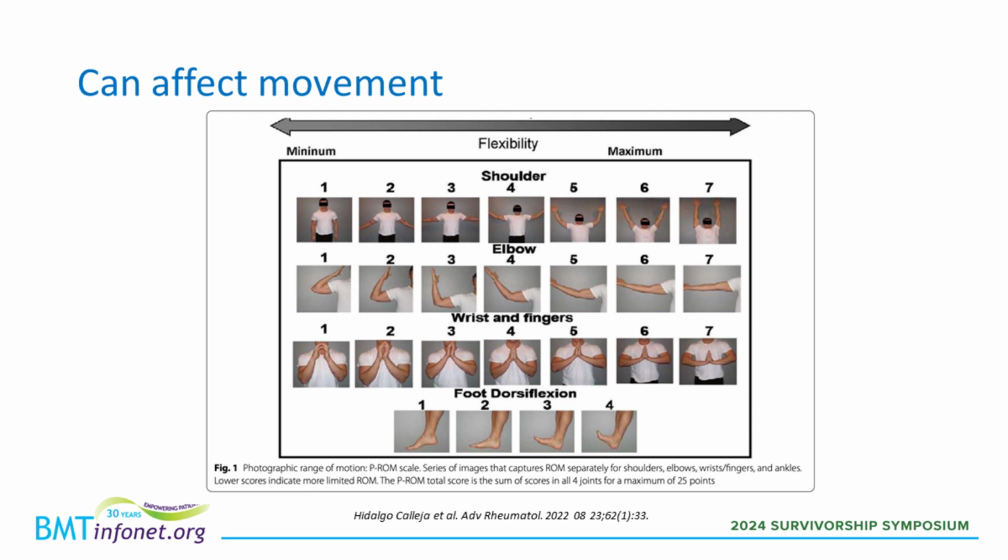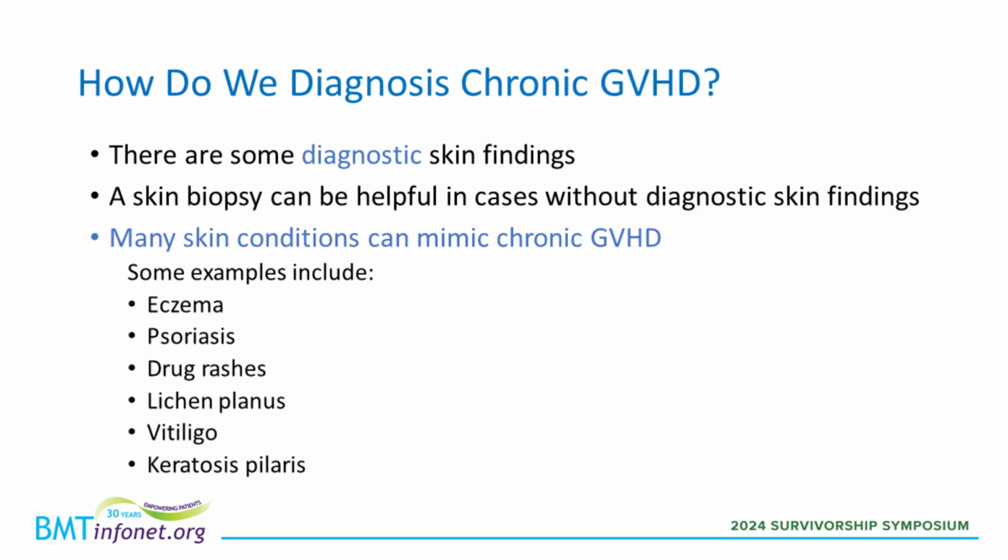And one important part of the evaluation for chronic graft-versus-host disease is to see whether it is at all impacting motion. So as part of the evaluation, we'll have patients raise their arms above their head, bend their arm at the elbow, make a prayer sign, and then point and flex their foot to see whether they are noticing any restrictions in the movement there.